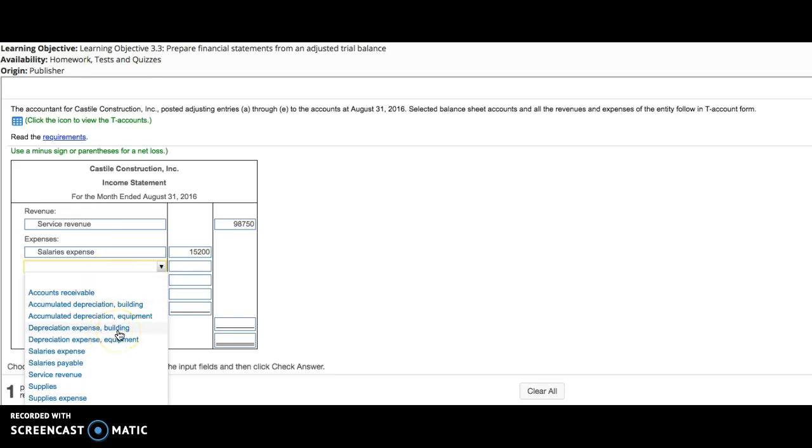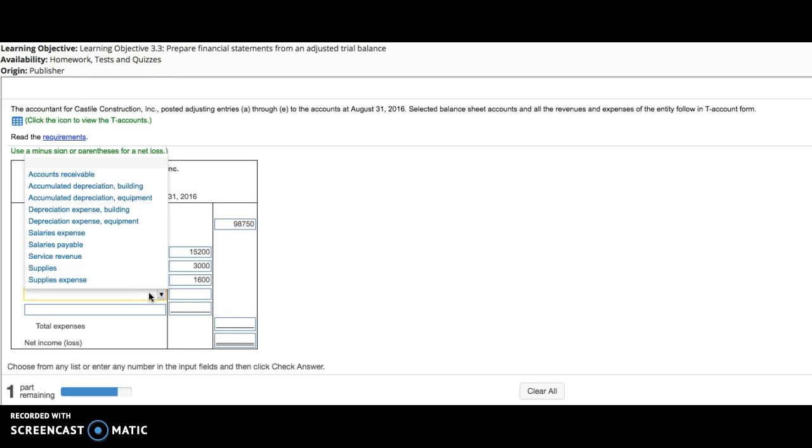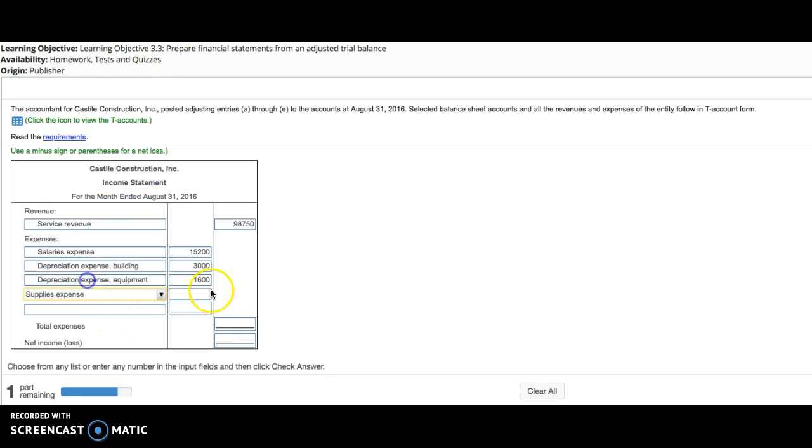So let's make sure we get that in there correctly. 3,000, 1,600. And then finally we have supplies expense of 1,000. So those are all of the income and expense entries that we need to put. So now we need to do a little bit of math. Our total expenses, if we add all of the expenses up here, is going to be 20,800.